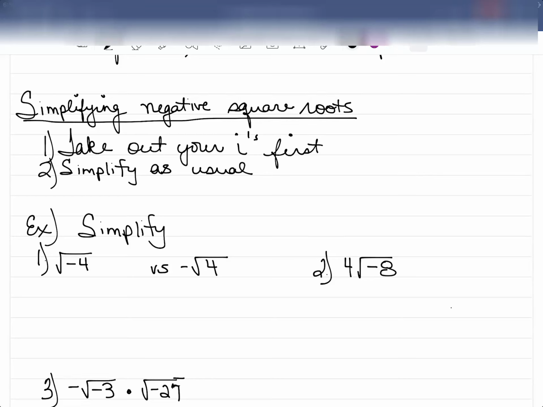So the example says simplify. Number 1 is the square root of -4. I see square root of a negative, I immediately take out my i. And I write it right in front because that's really i times the square root of 4. So the negative comes out in front of the radical in the form of an i, and it's no longer underneath the radical. So now you have i square root of 4. Now I can clean up my square root of 4 the same way I would before. Square root of 4 is 2, so I have 2i.